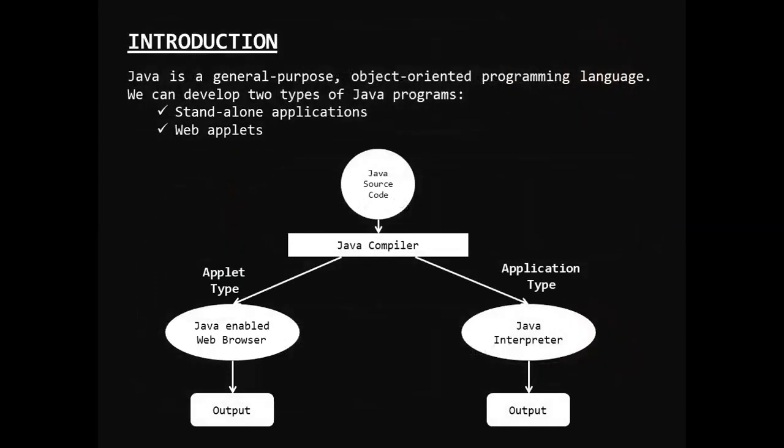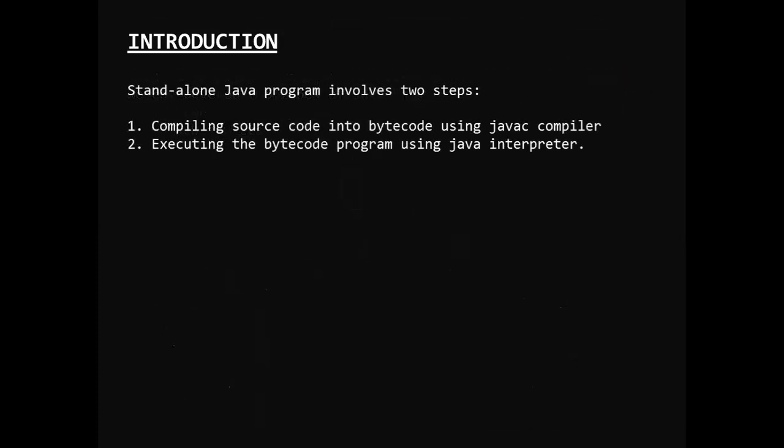Introduction of Java. Java is a general-purpose, object-oriented programming language. We can develop two types of Java programs: standalone applications and web applets. They are implemented as shown in figure. Standalone applications are programs written in Java to carry out certain tasks on a standalone local computer. In fact, Java can be used to develop programs for all kinds of applications, which earlier were developed using languages like C and C++. As pointed out earlier, HotJava itself is a Java application program.